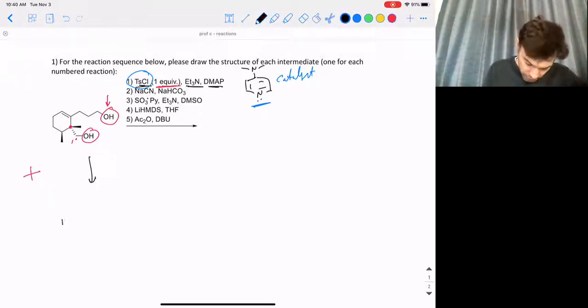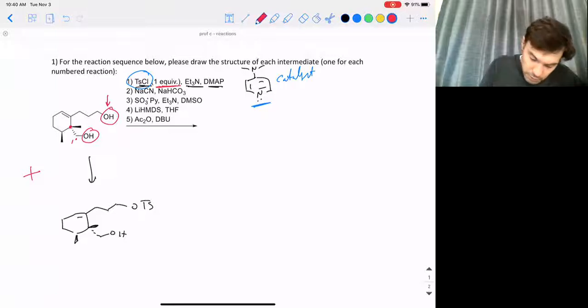All right, so let's just go ahead and sketch out what that product would be then. We're going to have a double bond there, and then this will now be OTs. We'll still have those pieces like so.